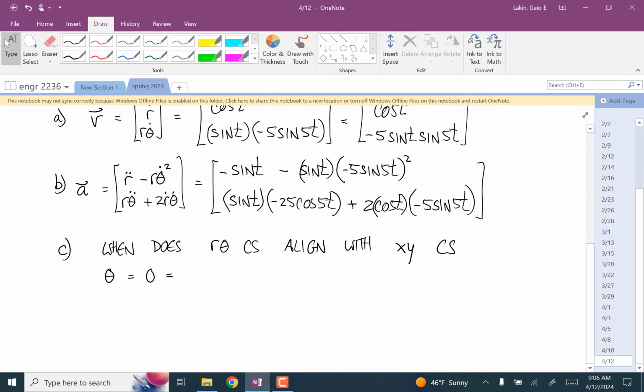That means that cosine of 5t has to be equal to 0. So that means that 5t has to be equal to pi over 2. And so the time is pi over 10. Somewhere around 0.3 seconds or something like that. Okay, are you with me on that?